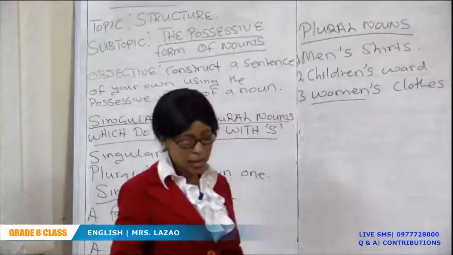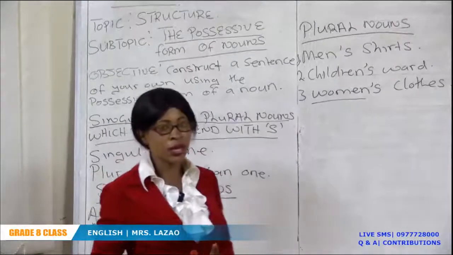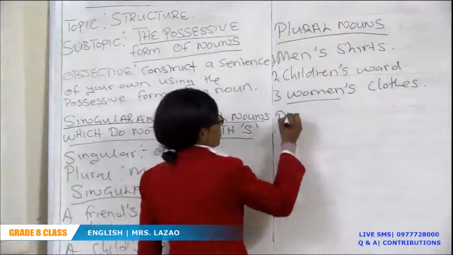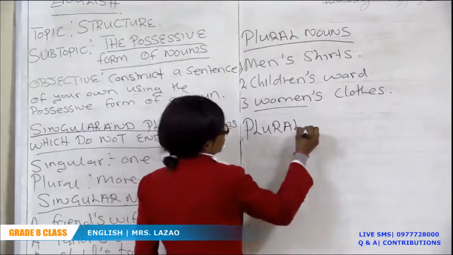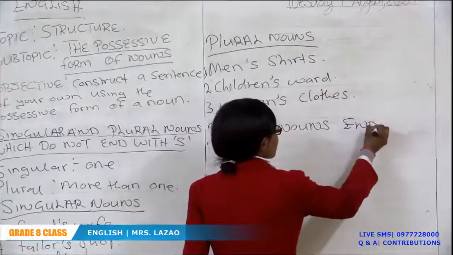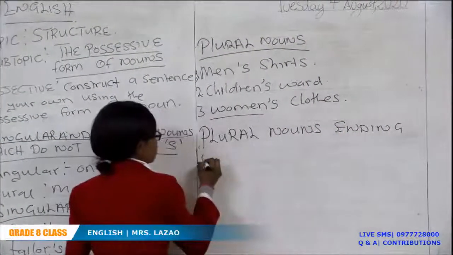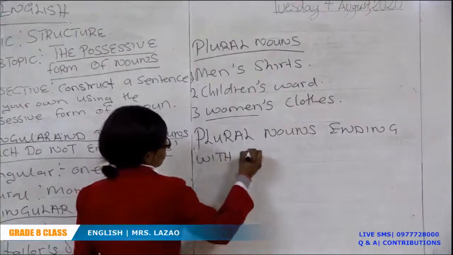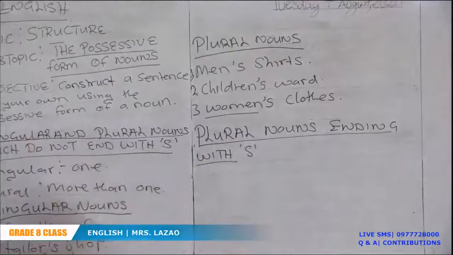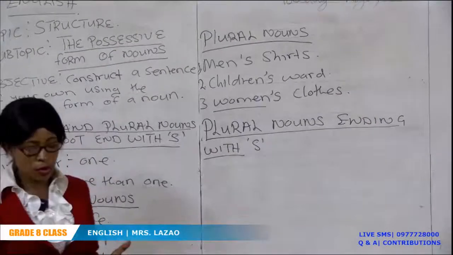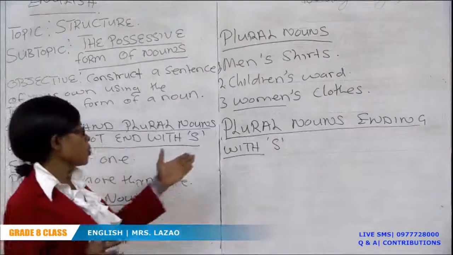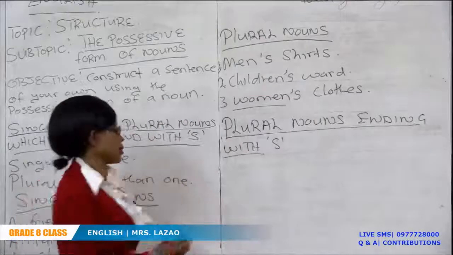Okay, let's look at the last stage. The last stage, plural nouns ending with S. Plural nouns ending with S. We use an S plus apostrophe with plural nouns ending with S.